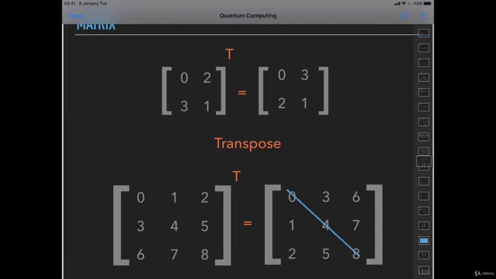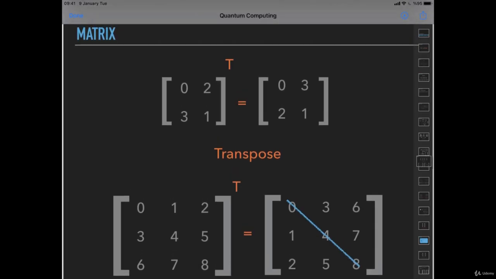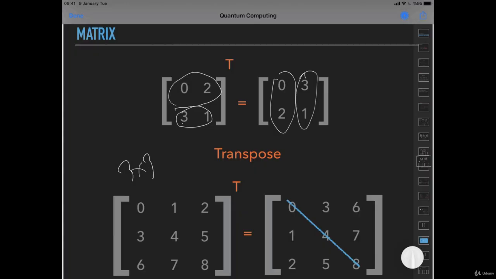There is another term we should actually know about, which is called transpose. This is exactly like transposing an Excel sheet. Maybe you have done that before. You're gonna have to switch the rows to columns and columns to rows. So if you take the 0, 2 over here and write it over there, and if you take the 3, 1 over here and write it over there, you're gonna have the transpose.